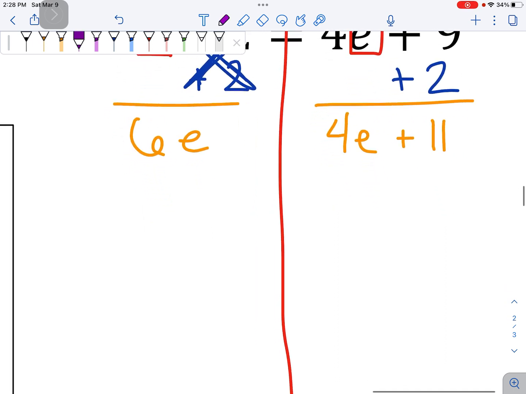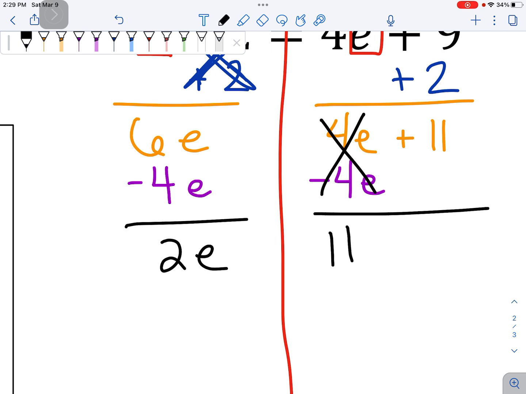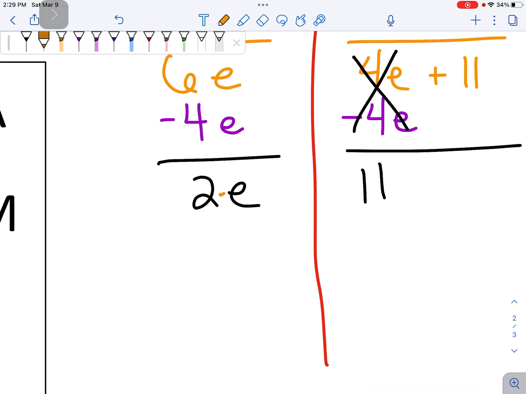I'm going to get rid of the 4e's by taking them away. And if I do that on the right, I have to do that on the left, which now gets me to 2e's. These cancel out, equals 11. Uh-oh. Feels like I did something wrong here. I know the next thing I need to do is divide to get rid of that times. Divide by 2, because 11's not an even number.